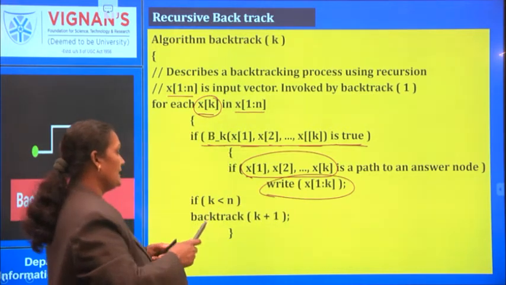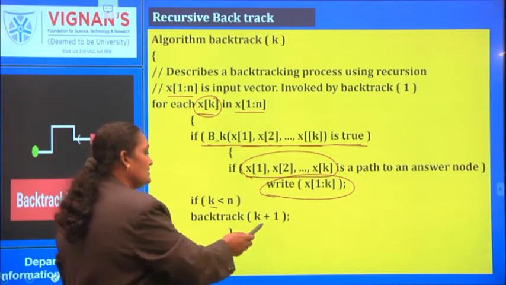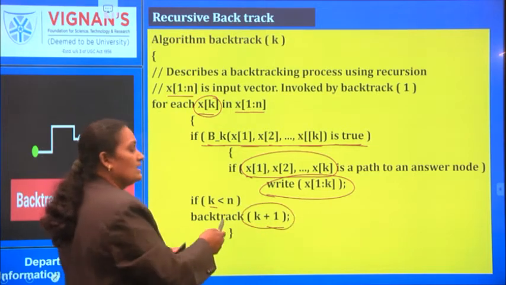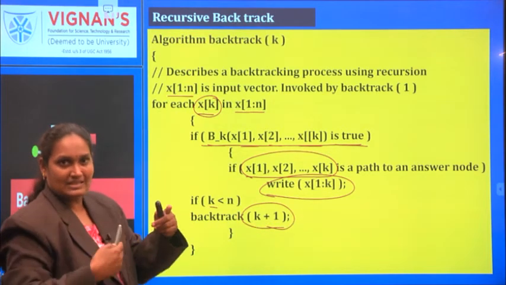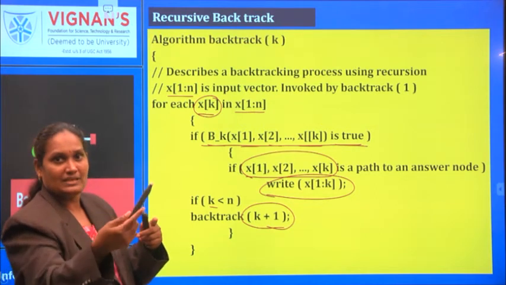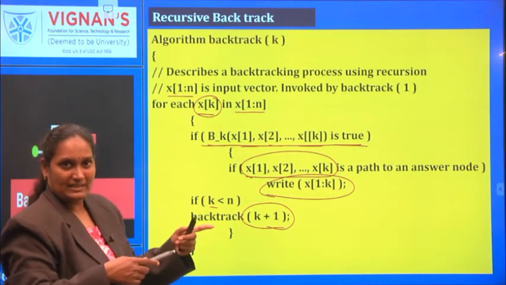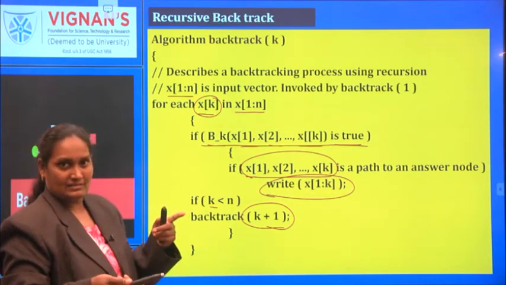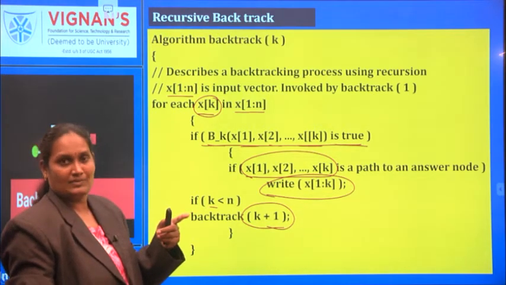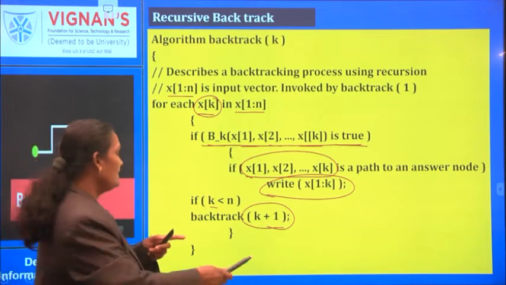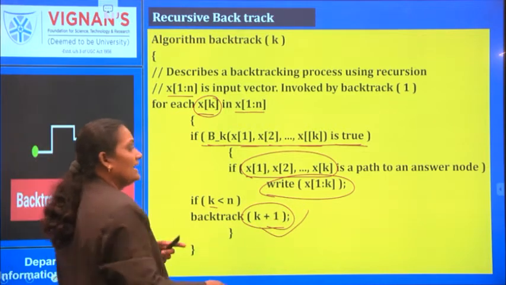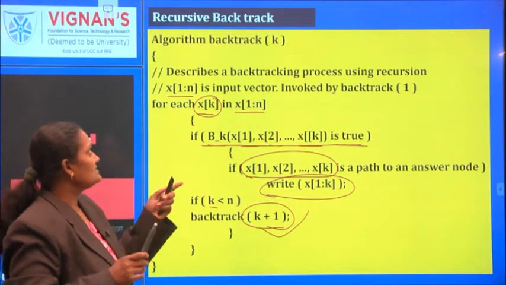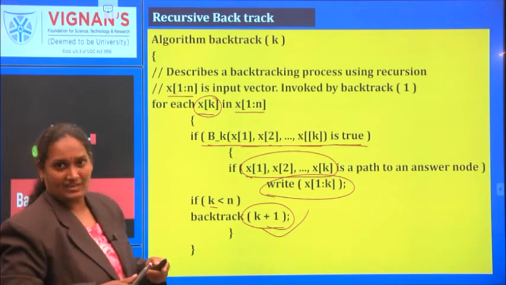in that case, we are going to write x of 1 to k, and if k is less than n, we call backtrack of k plus 1 for selecting the next element in the input vector. First we selected the kth element. Now if k is less than n, some more elements are there in the input vector. To select the next element, we call backtrack of k plus 1. Right. This is the recursive backtracking procedure.